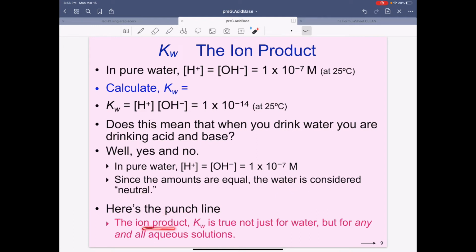This ion product, or Kw, the equilibrium situation of water, is not true just for water, but for any and all aqueous solutions that we're going to be thinking about, the equilibrium of H2O in equilibrium with its H plus ions and OH minus ions.